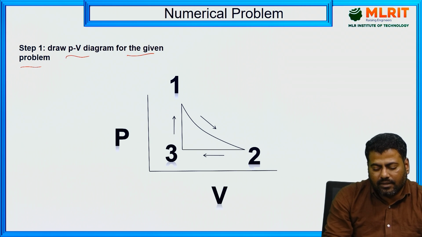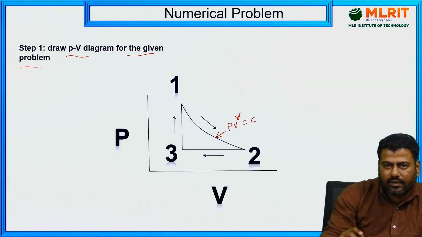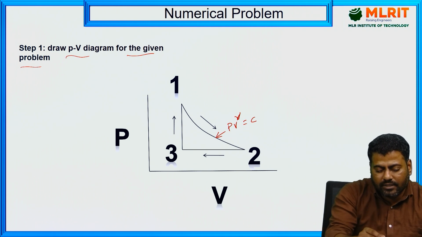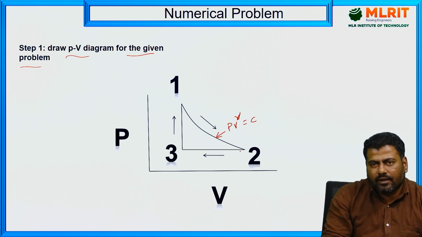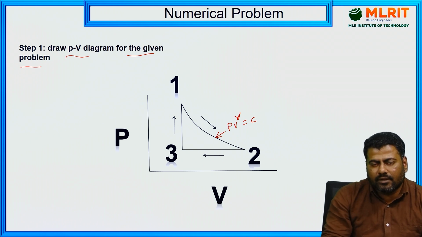So what is the first process they have given? It is reversible expansion, reversible adiabatic. That always follows a formula. What is that formula? PV power gamma equal to C. That is the mathematical formula for the given process. It follows a curvature, like a quarter hyperbolic curve, with respect to PV power gamma equal to constant.